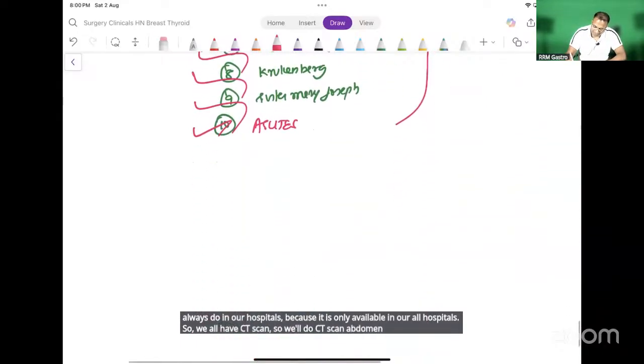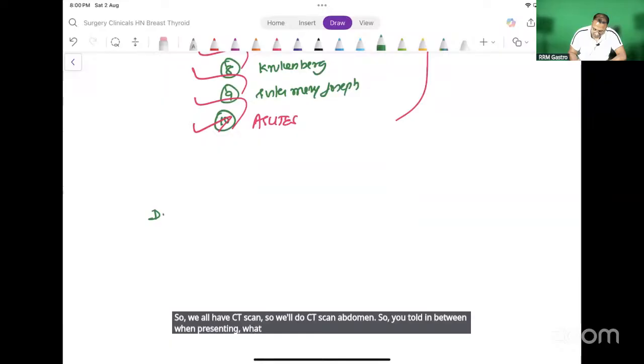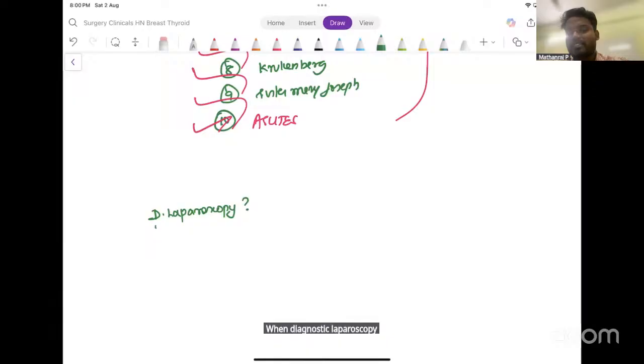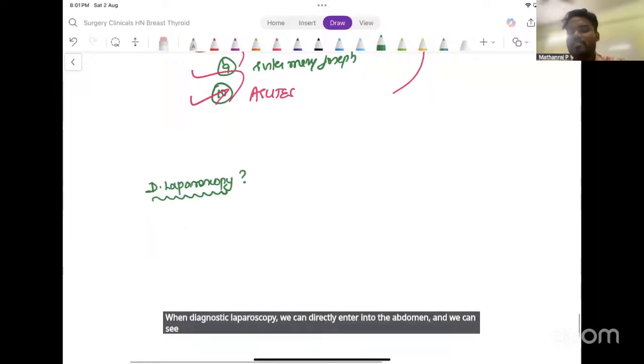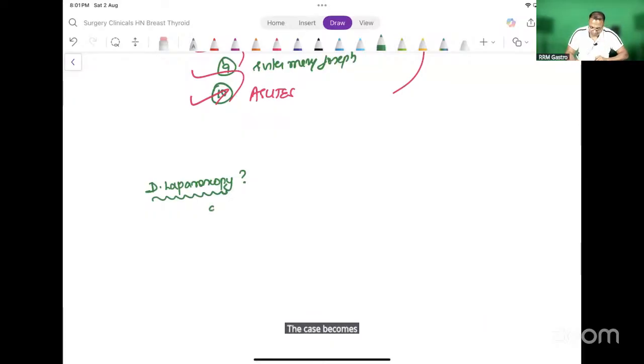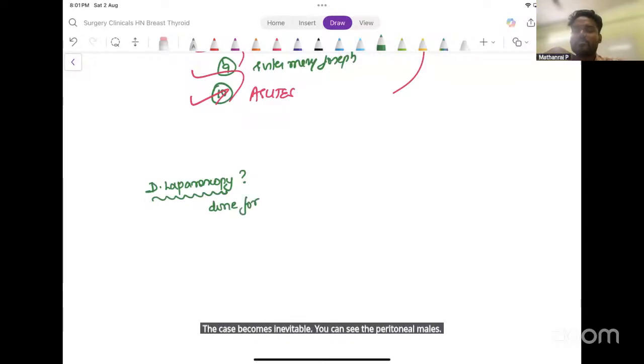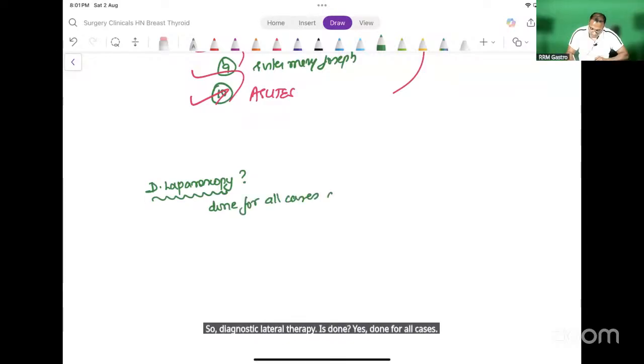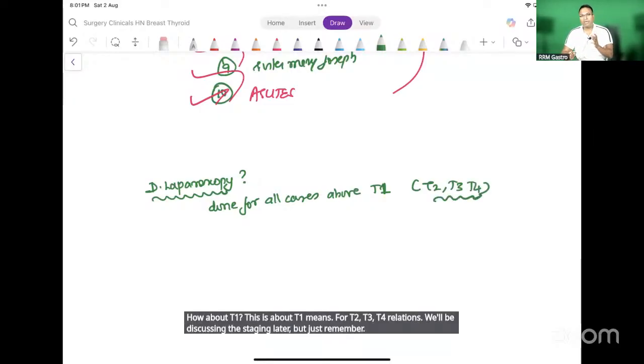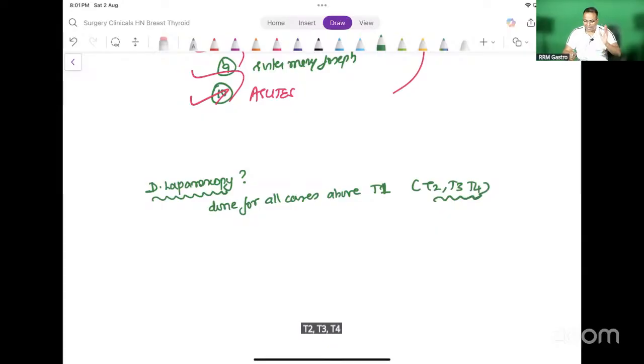You mentioned in between, what is the role of diagnostic laparoscopy? In diagnostic laparoscopy, we can directly enter the abdomen and directly see the peritoneal mesh, so we need not do further investigation. It is done for all cases above T1, that is T2, T3, T4 lesions. We will discuss the staging later, but just remember that for T2, T3, T4 cases you should do diagnostic laparoscopy.